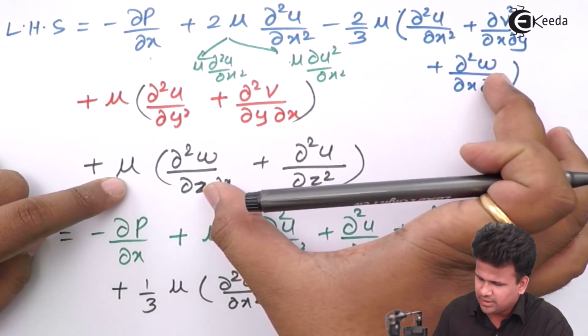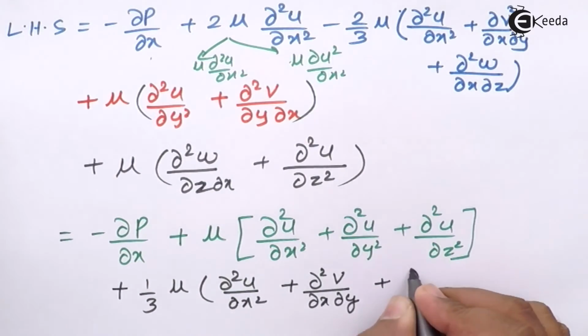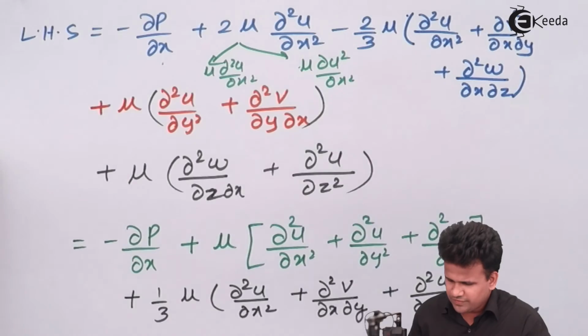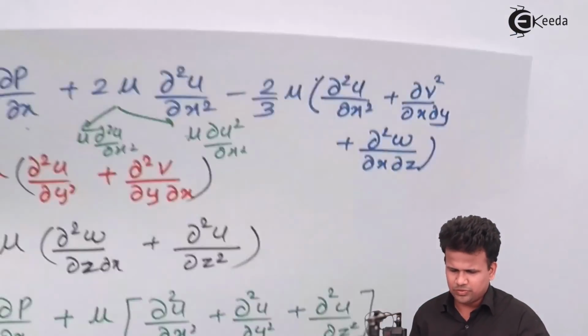So this term can be written as plus ∂²w/∂x∂z, or ∂z∂x, it doesn't matter. So we have got all these three terms. So now let us further evaluate this part. So we have got this equation. Now let us just simplify this all over again.